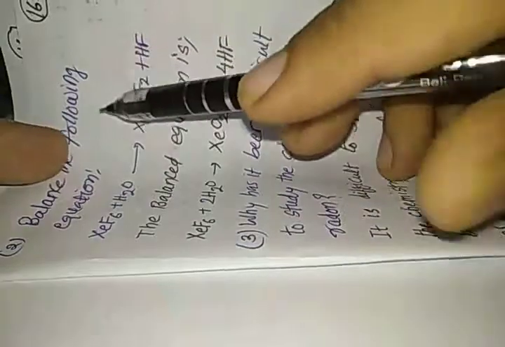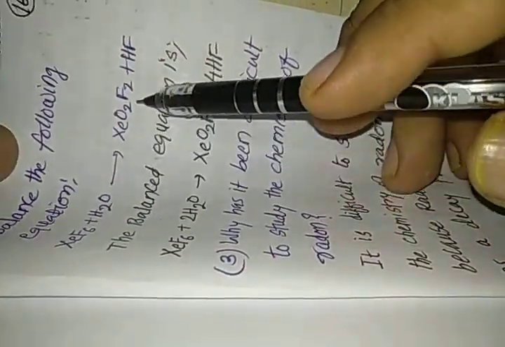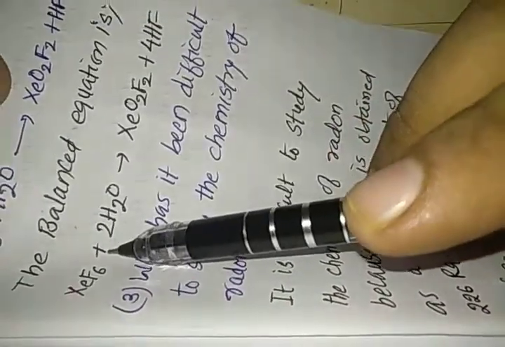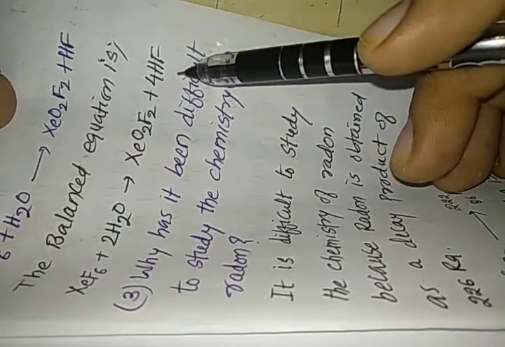Now we have the second question. Balance the following equation: XeF6 plus H2O gives XeO2F2 plus HF. The balanced chemical equation is XeF6 plus 2H2O gives XeO2F2 plus 4HF.